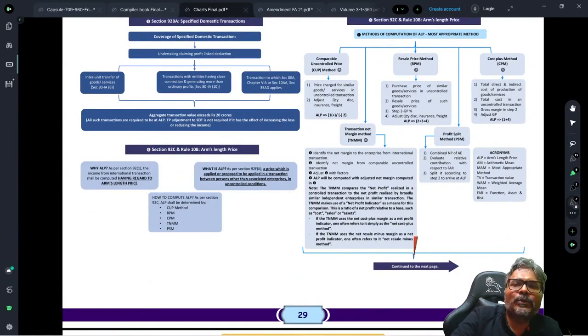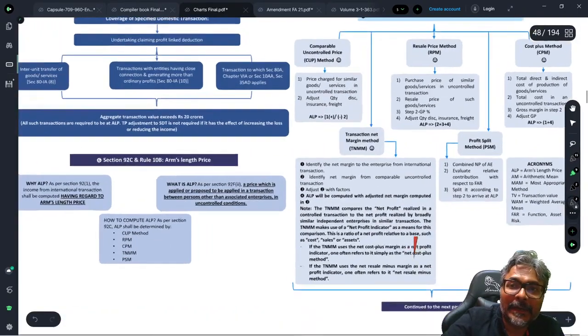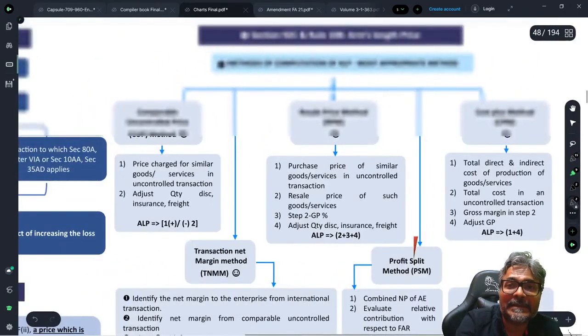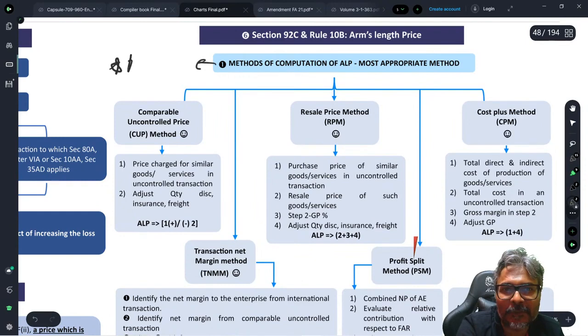For the May 22 attempt, students, congratulations. I am telling you right now, the ABC analysis and this time the methods would be a sure shot question for May 22. Congratulations, students. You already know what is going to be there.